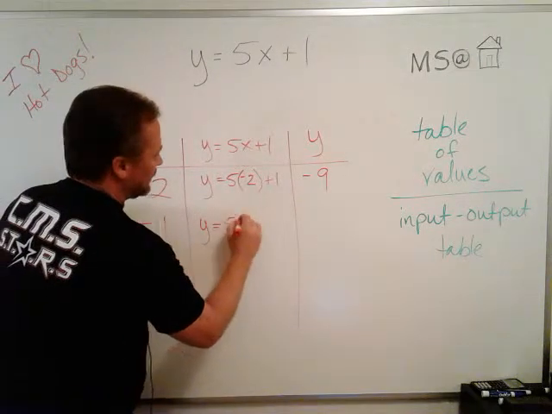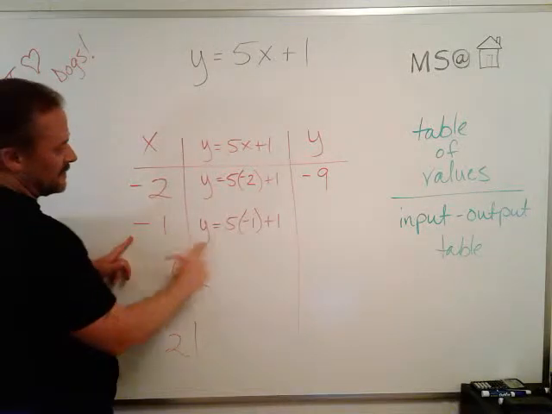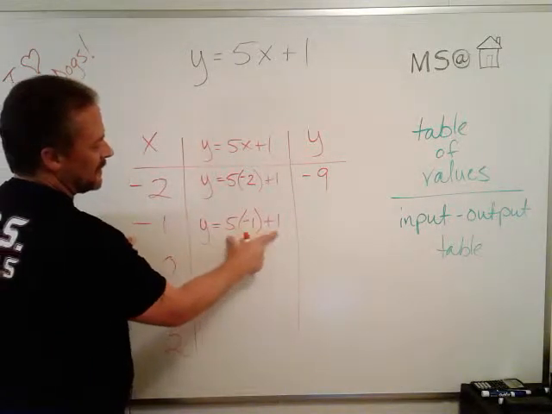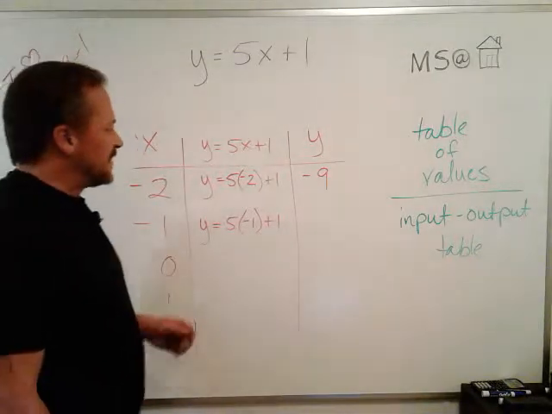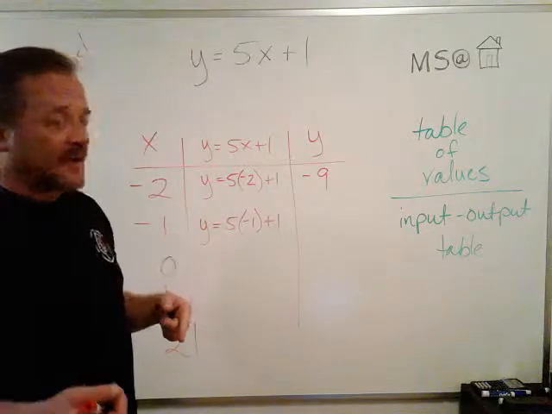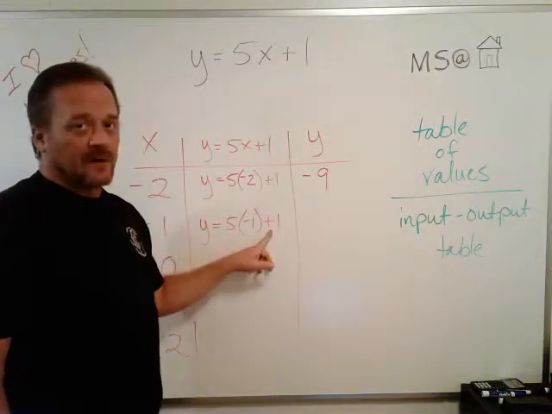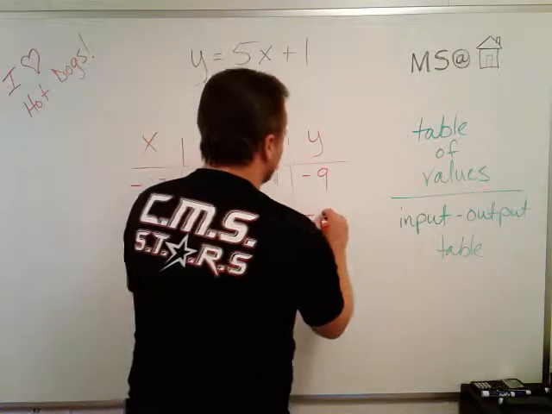y equals 5 times -1 plus 1. I just put that value of x in where x used to be. The rest of it stays the same. Again, order of operations tells me to multiply first. So 5 times -1 is -5, and then -5 plus 1 is -4.